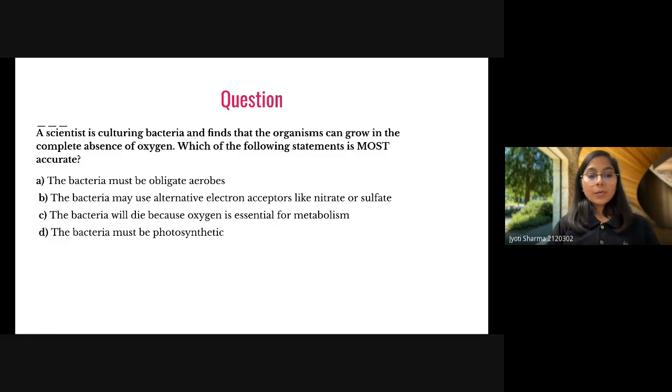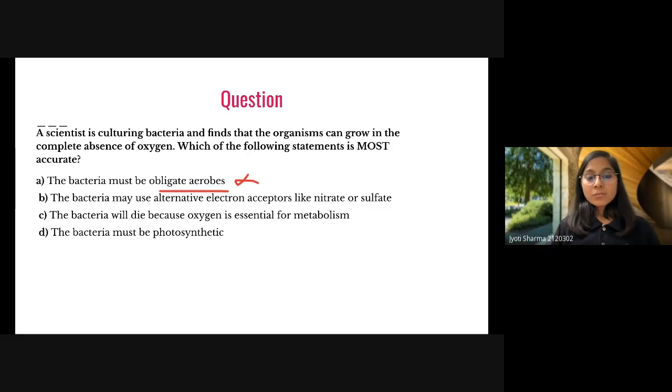Okay, so let me show you these options and the clarity about the options. So the first is the bacteria must be obligate aerobic. It is not always correct that the bacteria must be compulsory aerobic in nature, or that the bacteria need oxygen. This is not the right statement, because some of the bacteria do not need oxygen, so they can completely grow in the absence of oxygen. So must be obligate aerobic, this is not the right statement.